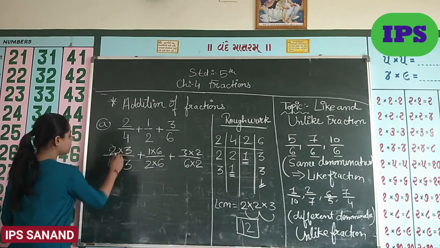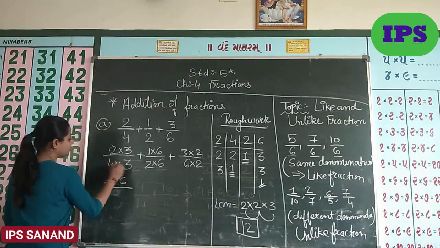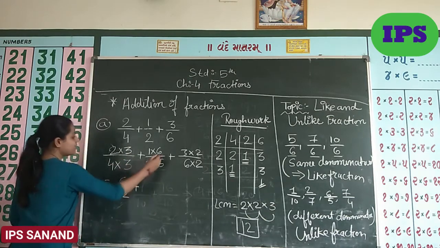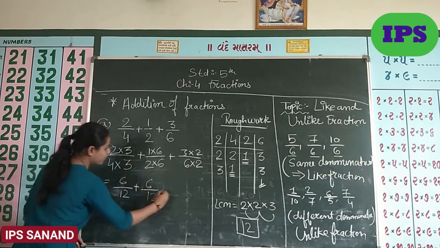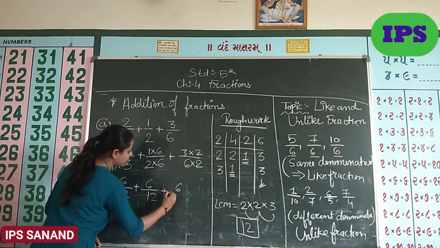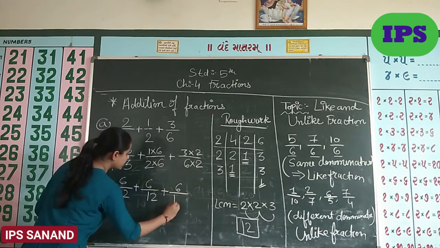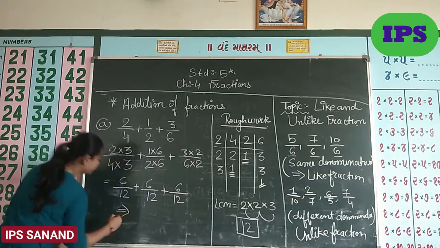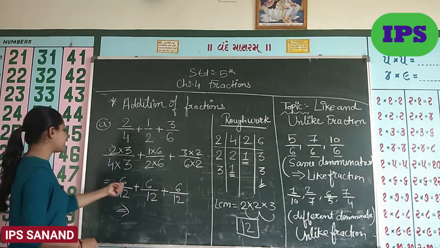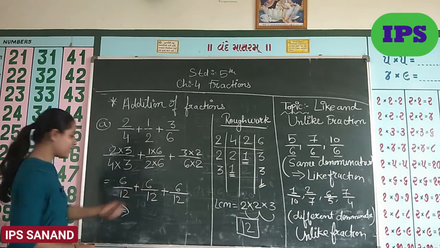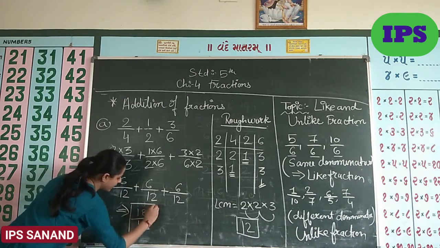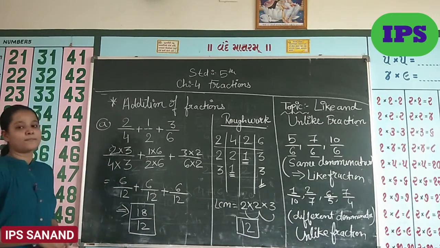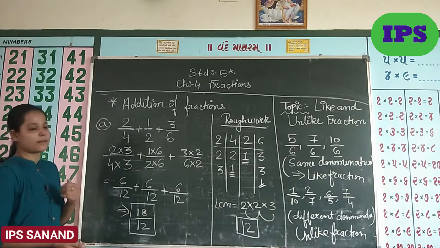सो 3 2's are 6, 4 3's are 12, 6 1's are 6, 6 2's are 12, 3 2's are 6, 6 2's are 12. ओके, सो वी विल प्लस हियर 6 प्लस 6 12, 12 प्लस 6 विल बी 18 अपॉन 12 विल बी माय आंसर. ओके, कैसे किया हम लोगों ने, वापस एक बार हम चेक कर लेते हैं.